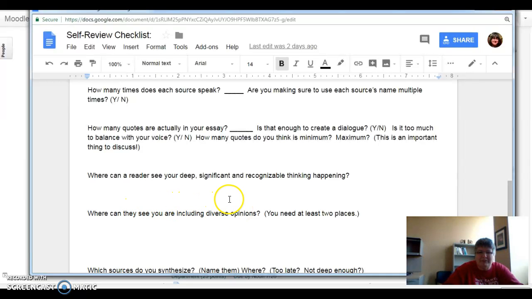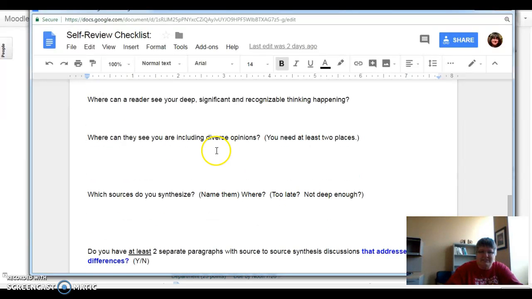Where can the reader see your deep, significant, recognizable thinking happen? Usually that's beginning of paragraphs. It's when you go after a source, meaning you start critically attacking, critically engaging, critically looking at a source and how those ideas relate to yours. Where can I see diverse opinions? You need at least 2 places in your paper. We've practiced that the last 2 synthesis paragraph assignments. Whenever you do your 3 to 8 sentences, you're supposed to start with differences. That's a diverse opinion.